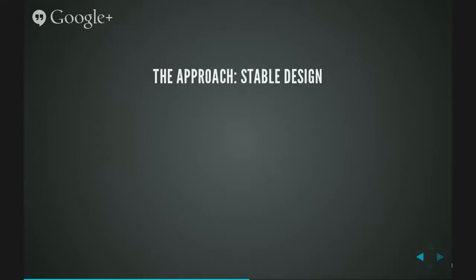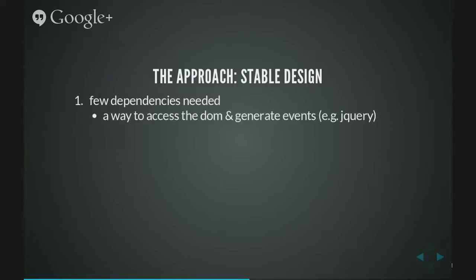Another aspect to this approach is the stability of the design. What do I mean there? Well, first, few dependencies are needed. I didn't really need any significant dependencies so far, although this was a small app. I do need a way to access the DOM and generate events. I could roll that myself, or I could use something like jQuery, which I did. You need a way to run tests. QUnit works fine. We use it. There's lots of others. Doesn't really matter what you choose.